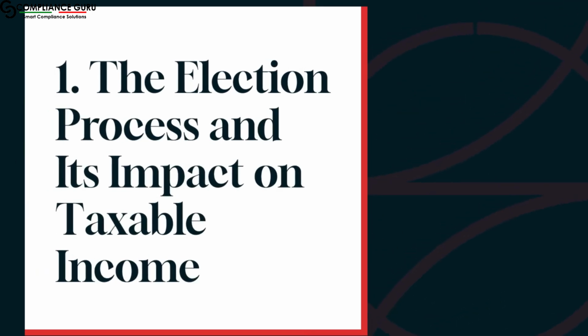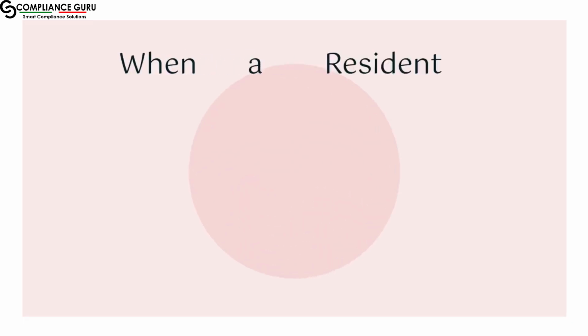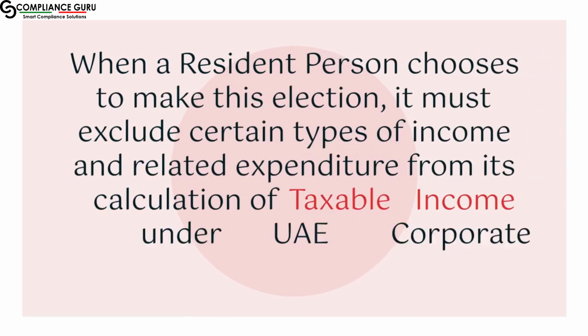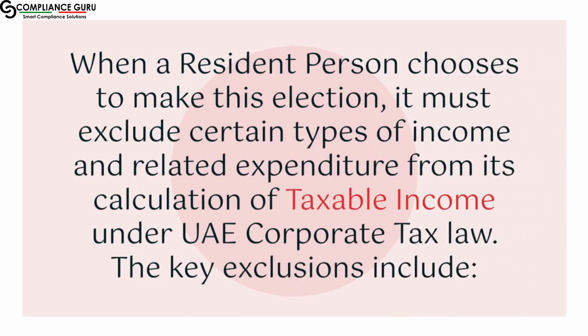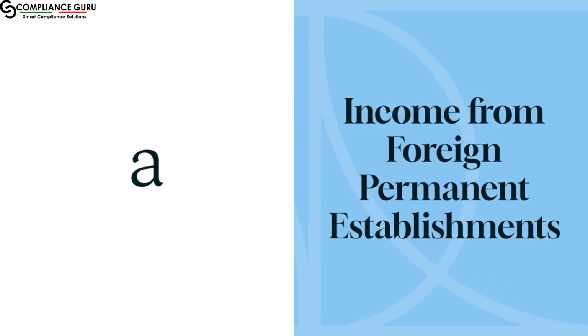1. The election process and its impact on taxable income. When a resident person chooses to make this election, it must exclude certain types of income and related expenditure from its calculation of taxable income under UAE corporate tax law. The key exclusions include: A. Income from foreign permanent establishments.